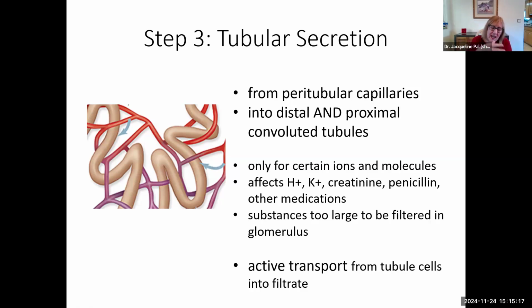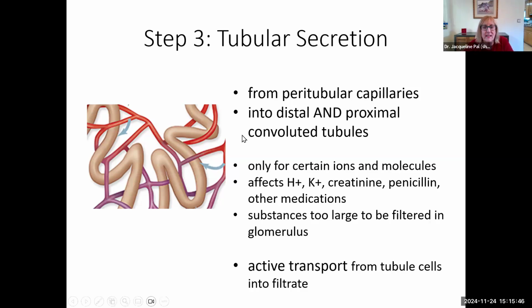So yes, potassium and hydrogen ions, because this is going to be for buffering our pH. Also creatinine, a waste product. Penicillin, 90% of our penicillin is secreted in our tubules. And other medications, substances that were too large to be filtered in the glomerulus. This is their chance how they show up in the urine.